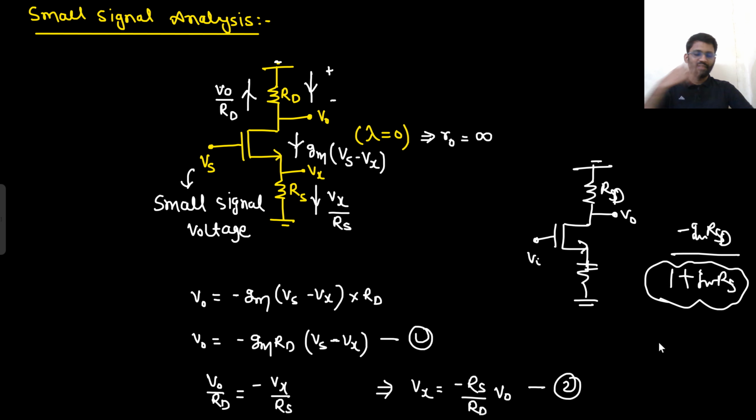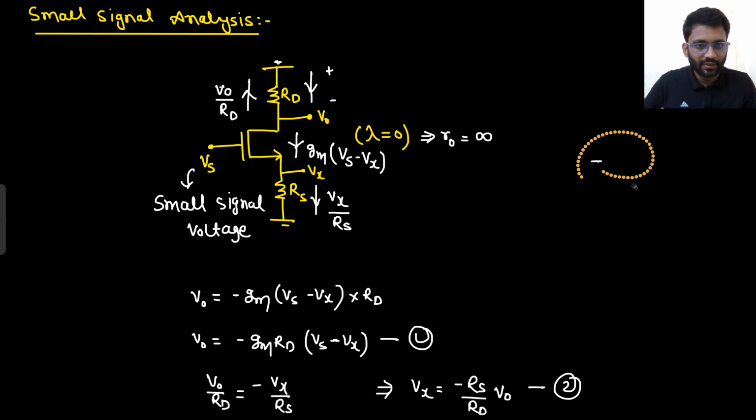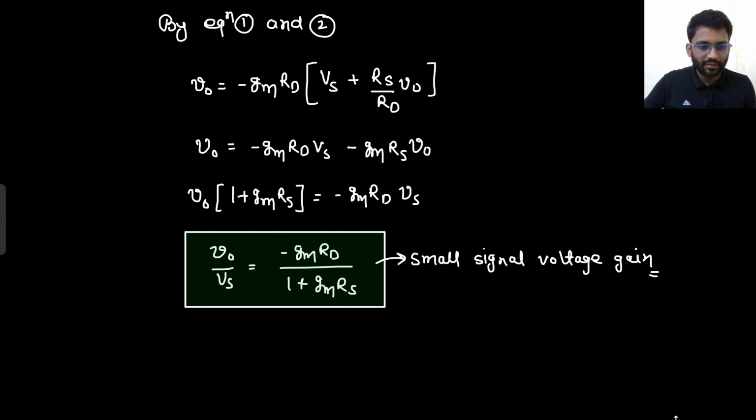1 plus Gm Rs. Previously the gain was minus Gm Rd because the current was Gm Vi flowing through this. So the gain was Gm into Rd. But now the gain is reduced to minus Gm Rd upon 1 plus Gm Rs. This is your small signal voltage gain.